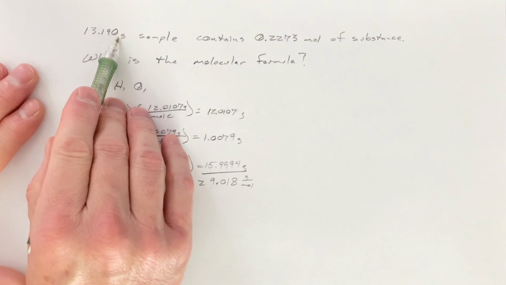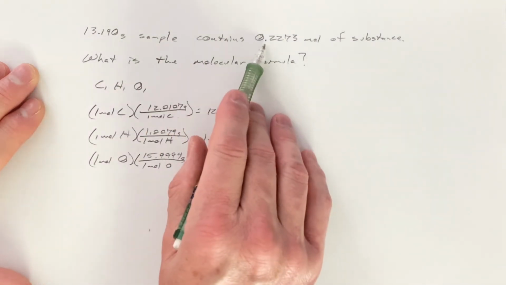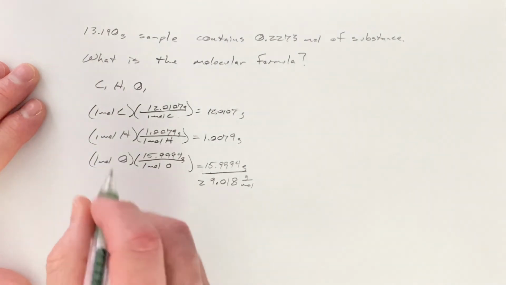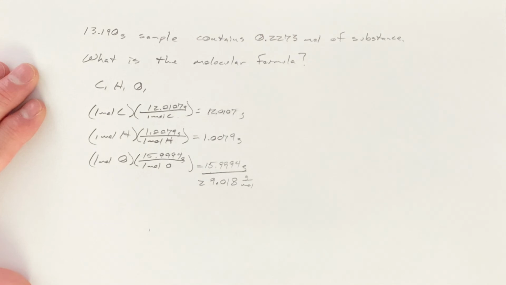In this case, let dimensional analysis drive your thinking. Ask yourself, well, what is molar mass as far as its units? Well, it's the number of grams of some substance in 1 mole of that substance. So we're going to say grams per mole. Can we look at the number of grams of the sample and the number of moles of sample? Yes, we can. We see that we have 13.190 grams of sample and we have 0.2273 moles of substance. So our sample contains 0.2273 moles.